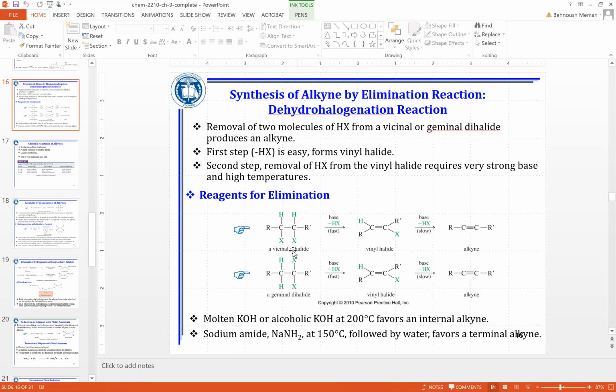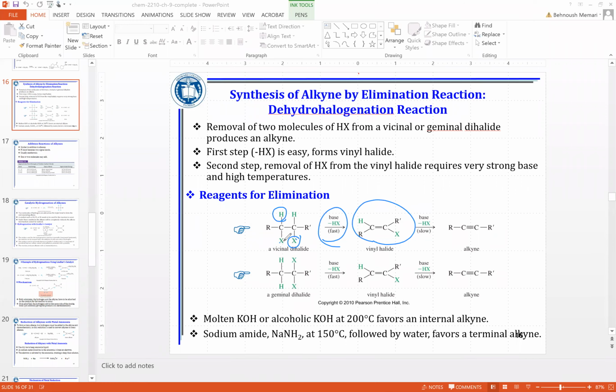It must be a dihalide, either a vicinal dihalide or a geminal dihalide. Either one of them can be used. If you have a vicinal dihalide, just like in an elimination reaction, you need to remove X and remove H from the adjacent carbon. When you do that, it gives you a double bond. So you start from the alkane, minus HX, you get the alkene. Now, since you have a vicinal dihalide, there is an additional halide that you can remove.